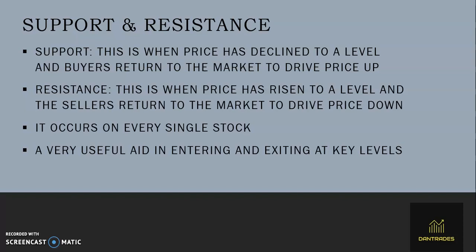So support and resistance occurs on every single stock. There's not one single stock where you'll find no support and resistance. This is exactly how price is driven at key levels of support and key levels of resistance. And it's really about whether price breaks through those levels as to whether or not it is driven higher or lower. That's exactly how stock prices are trending up or trending down.